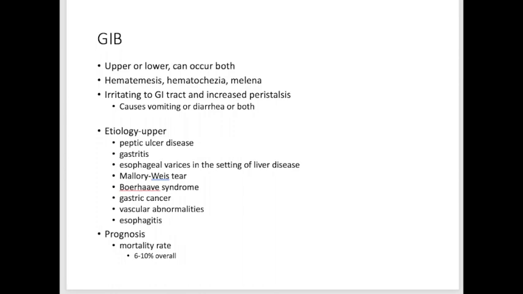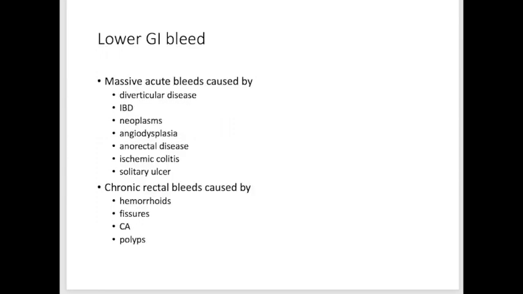GI bleed, this is upper or lower, hematemesis, hematochezia, melena, and then we have multiple different pathologies for upper or lower. Mortality rate can be significant depending on certain types. Lower GI bleed, you can see the differential here and also the causes.